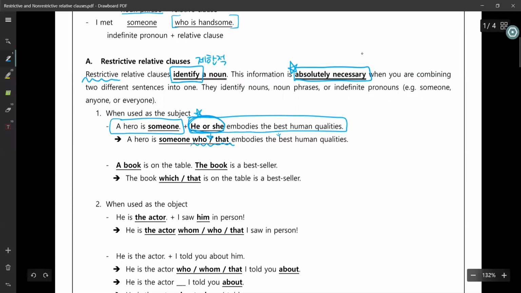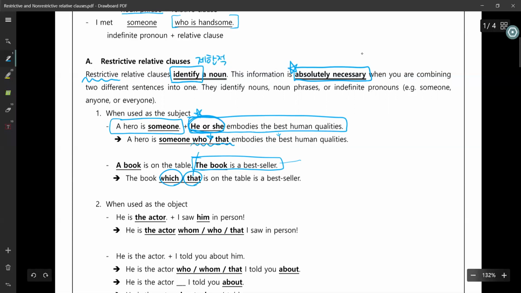A book is on the table. Now, does this make sense to you? Well, it does, but it does not convey the original meaning of the person who is trying to say this. He's not just trying to say a book is on the table. His main point is about the book being a bestseller. So in this case, this information is also absolutely necessary. If we take out this sentence, it would completely distort the original meaning of the speaker's intention. So you combine these two by using which or that.